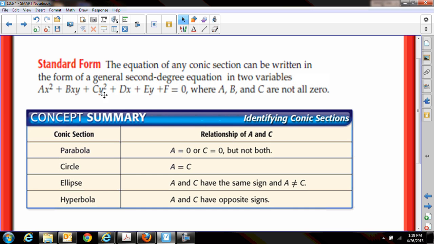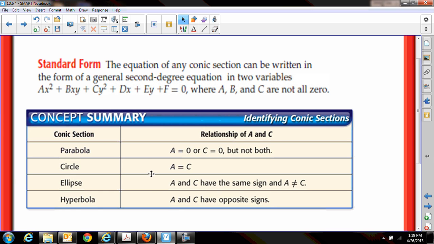Now, simply looking at this equation, we can figure out which type of conic section that we have. So, for instance, if A is 0 or C is 0, so A or C, one or the other, but not both is 0, that's your parabola. If A equals C, that's your circle. If A and C have the same sign, and A does not equal C, so if they're both positive or both negative and they're different numbers, that's your ellipse. And finally, if A and C have opposite signs, that is your hyperbola.